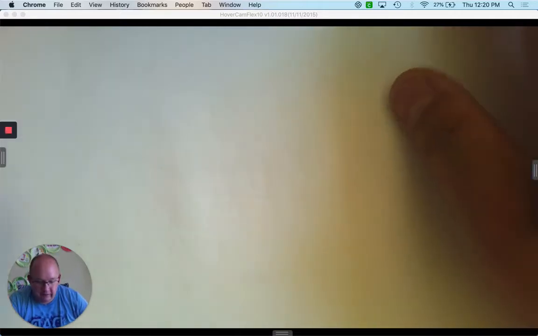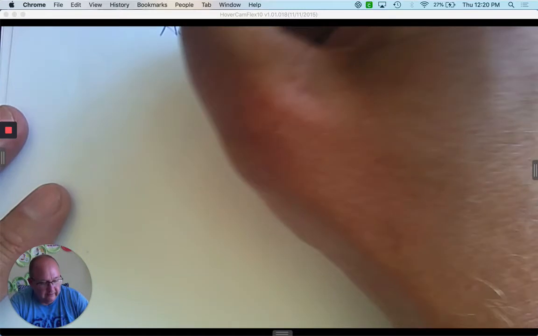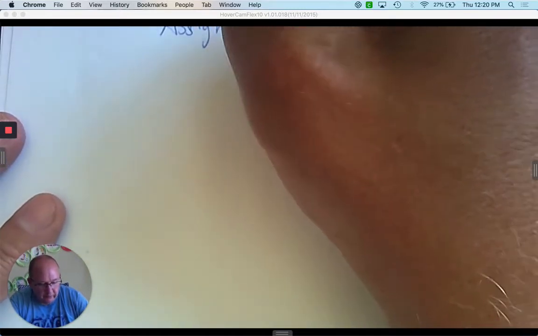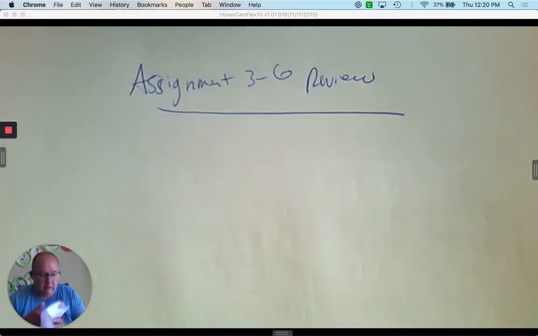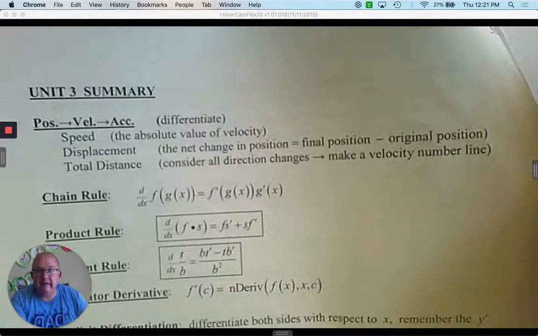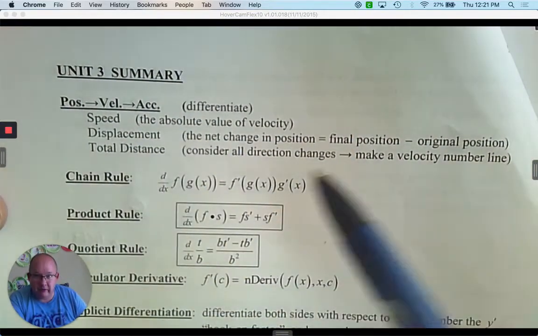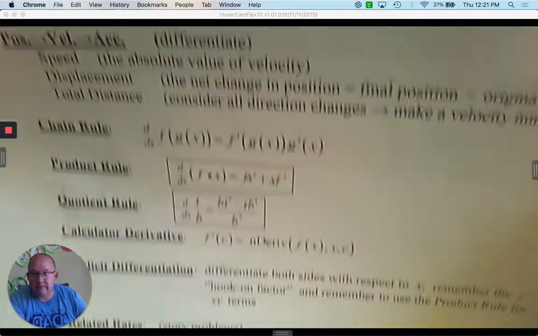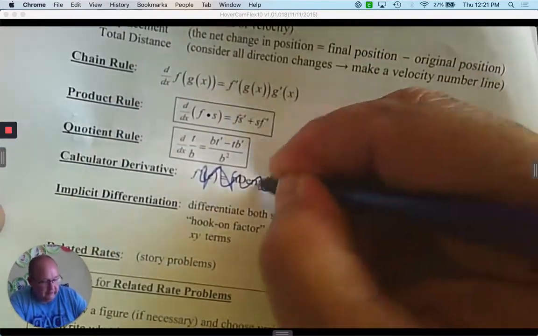All right, so here is your review assignment for Unit 3. Such an important assignment to be able to go through to make sure you didn't forget anything. So I want you to notice the page before, if you look at it, it gives you a summary. So our first lesson was on position, velocity, acceleration, then different rules. Using your calculator, ignore this part. We have a much newer calculator to be able to do that.